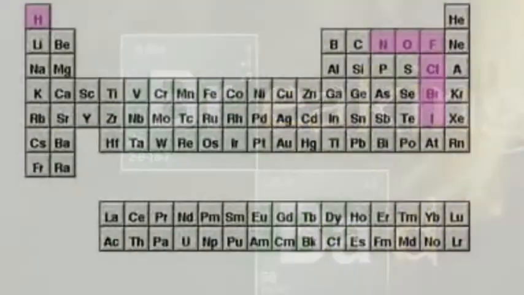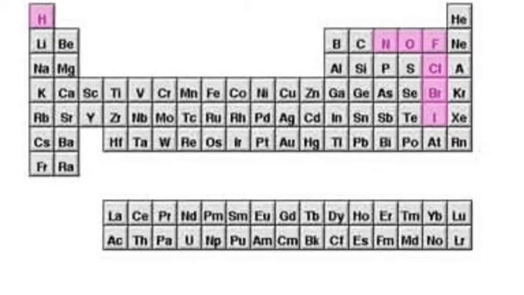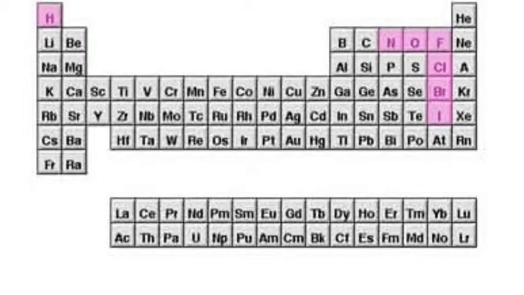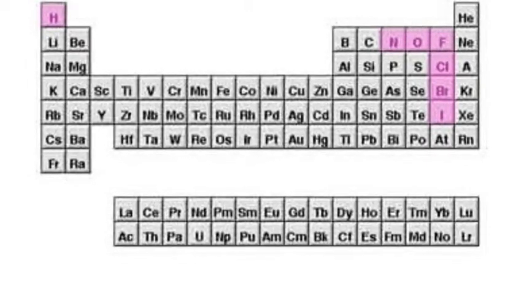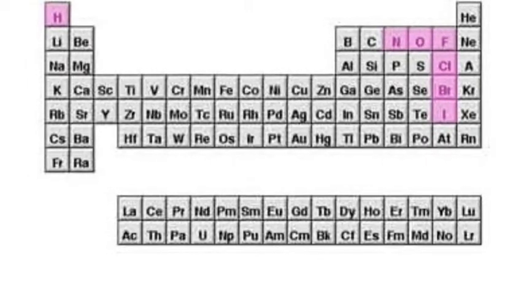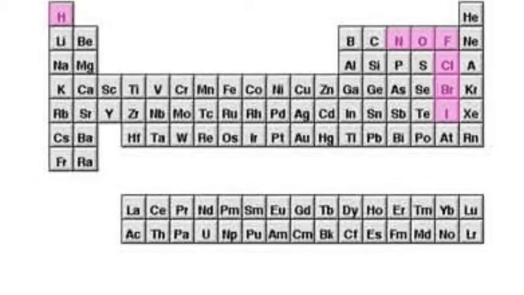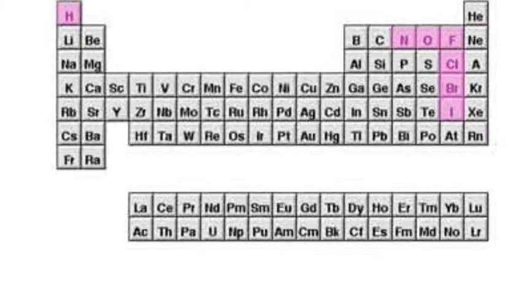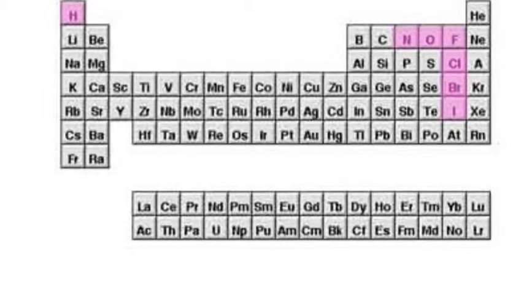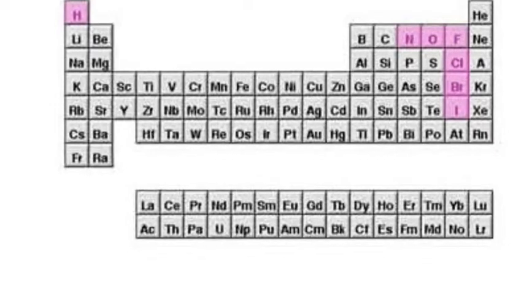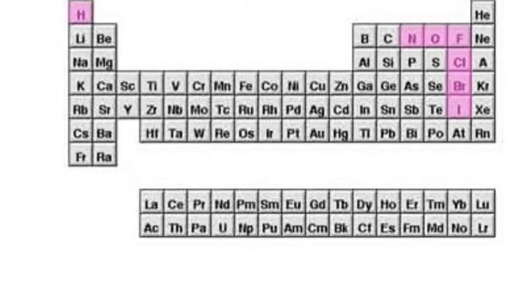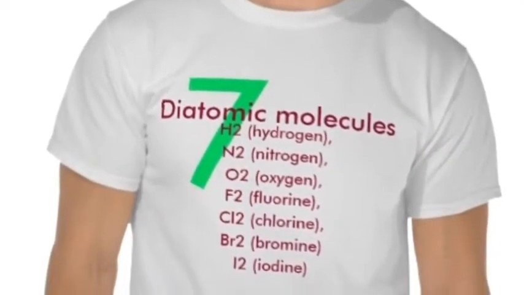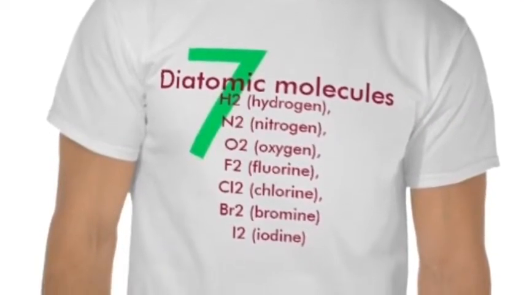By the way, there are 7 elements on the periodic table that never exist as single atoms. They are always either in a compound or exist with each other as a 2-pack or a diatomic molecule. The easiest way to remember what they are is to look at the periodic table. Start at element 7 and make a 7. Plus, add in hydrogen. Another easy way is to make yourself a shirt.